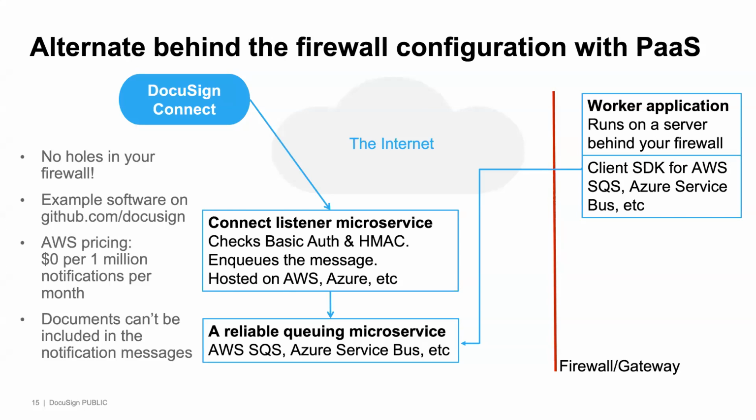The other issue is that if you wish, DocuSign Connect can include the envelope's documents. However, that doesn't work in this situation because that would cause the messages to become too large for these services. So instead you send the message, you instruct DocuSign not to include the documents, and then you later make an API request if you need the documents.